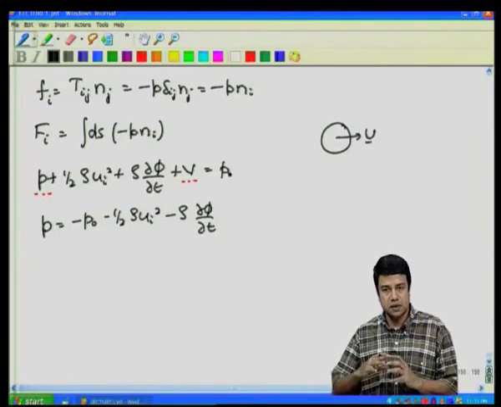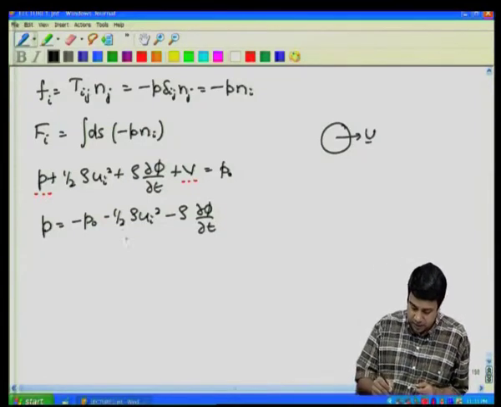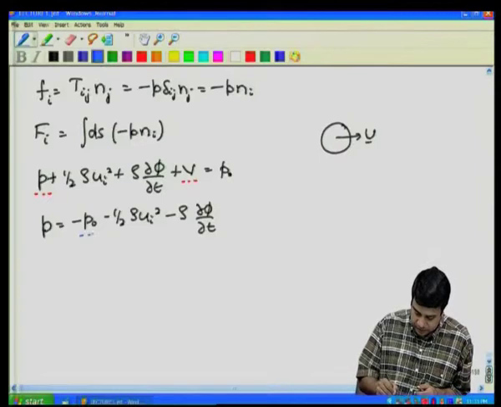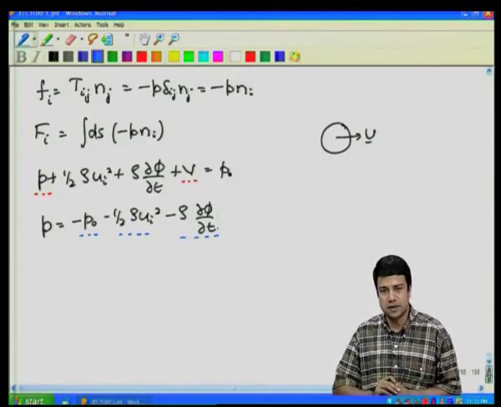A constant integrated. So there are three parts here. One is the constant, this is the kinetic energy, and this is the acceleration term.